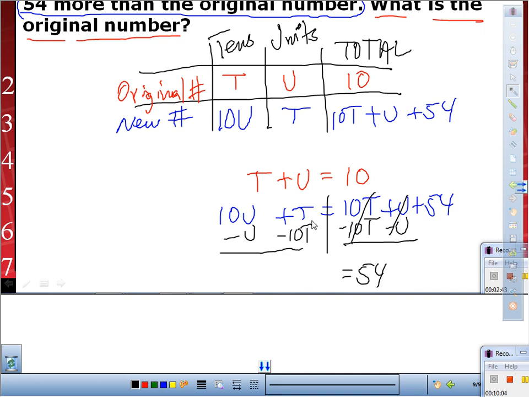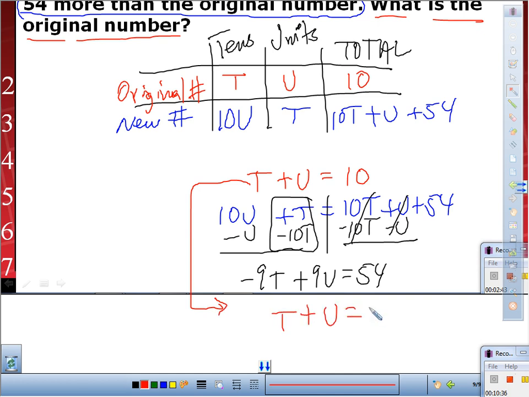So let's see, what do we have? And I'm going to write the T first because that's the tens digit, right? So what is negative 10T plus T? Negative 9T. What is 10U minus U? Plus 9U. Are we there so far? So now this looks a little bit more familiar like the first one. Is that correct? You're like, yes, Mr. Q. So I'm going to bring this one down over here. T plus U equals 9. So now we have a system that is a little bit more doable.